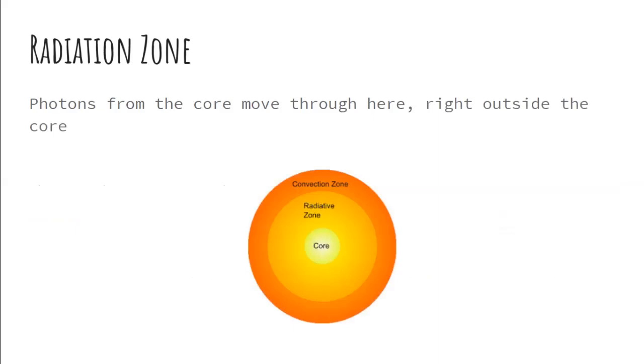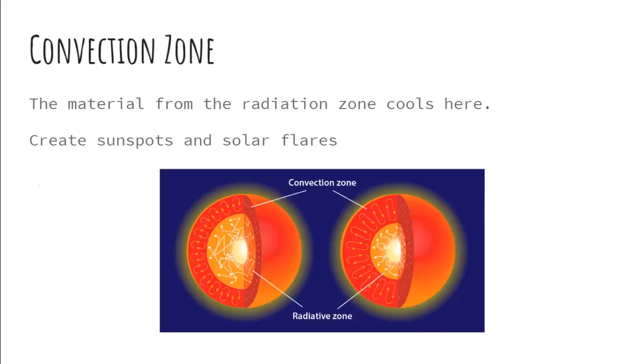Right after the core is the radiative zone. This is where light is carried by photons, and these photons move through here, passing from the core to the radiative zone. The convection zone is where the material after the radiative zone cools. This is also where the sun will create sunspots and solar flares. This is still really hot, but it's the part where the sun cools a little bit, though it's still over millions of degrees Kelvin.